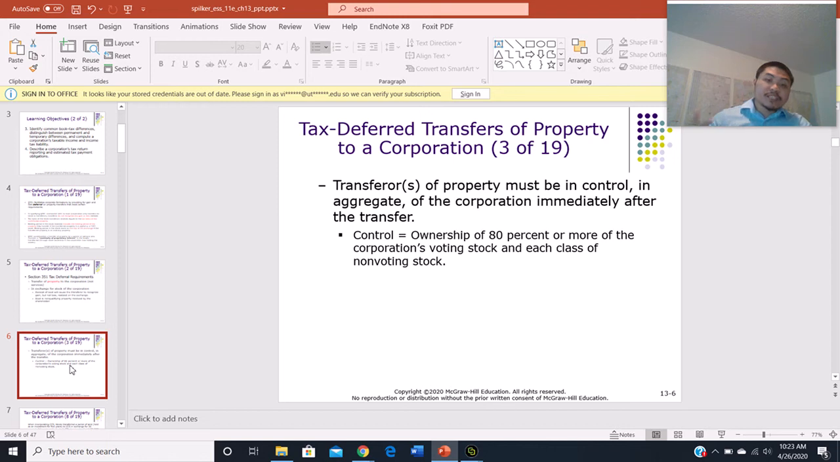So it says the transfers of properties must be in control in aggregate of the corporation immediately after the transfer. So what does control mean? Control means the ownership of 80% or more of the corporation's voting stock and each class of non-voting stock. So it doesn't matter whether it is a voting or non-voting class of stock. The transferors as a whole, in aggregate, have to own 80% or more of the company, immediately after the transfer.